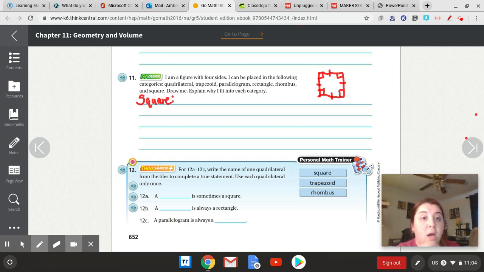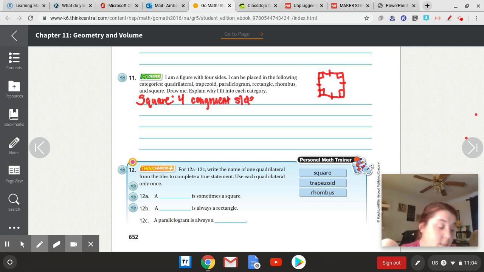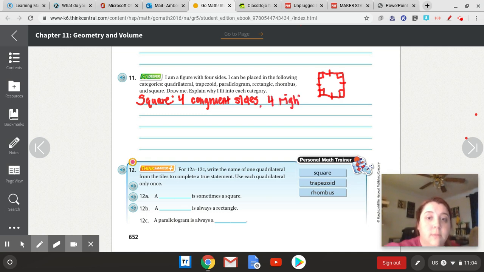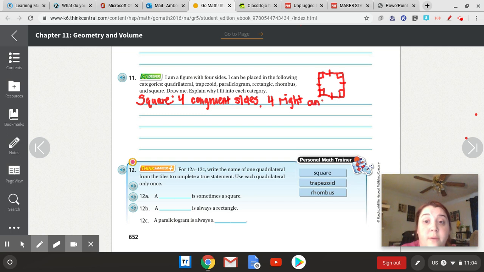Okay? Because it has 4 congruent sides and 4 right angles. Okay, that makes it a square. We see that 4 congruent sides, 4 right angles.